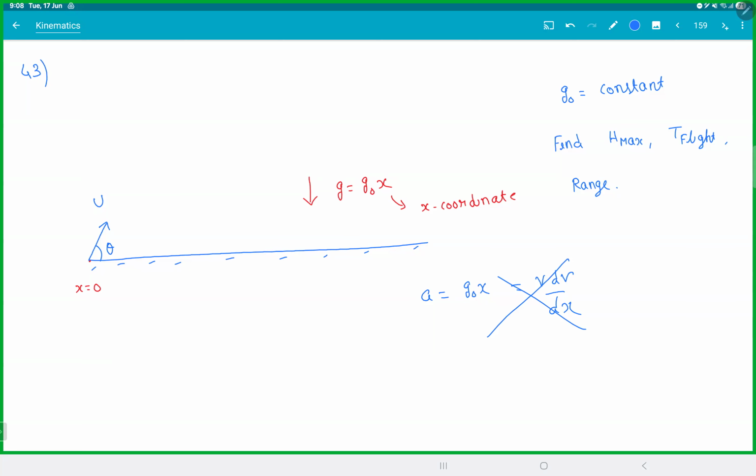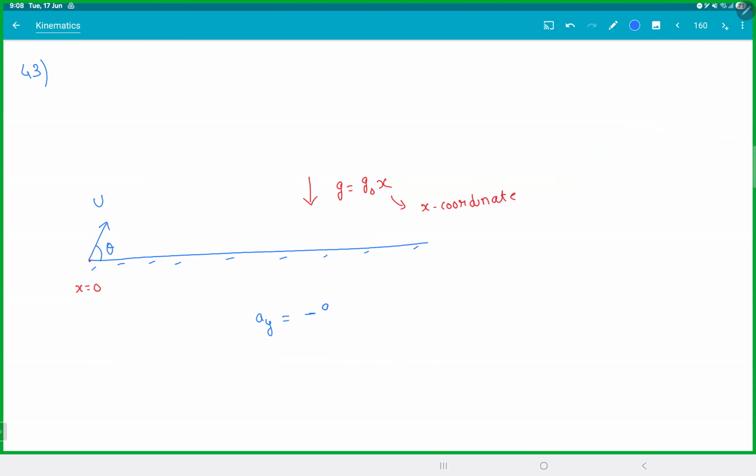Is it because your dv by dx should be dv by dy, in the y direction? Because the acceleration is in the y direction. So the acceleration which you got here is ay, and this ay is minus g naught x. So when you write this, this should be vy dvy by dy. You can't write this as v dv by dx. So don't write a is equal to minus g naught x and don't say this is v dv by dx. This is wrong.